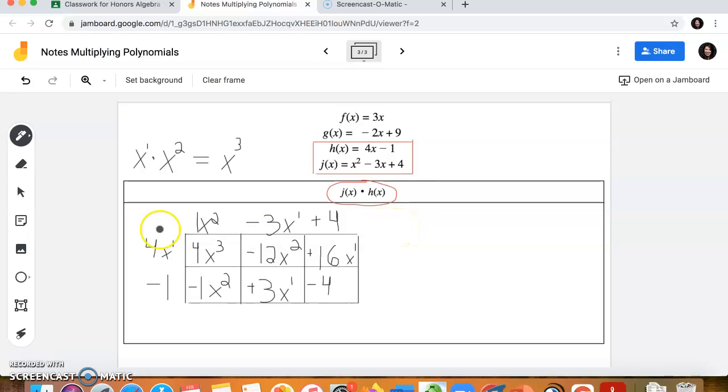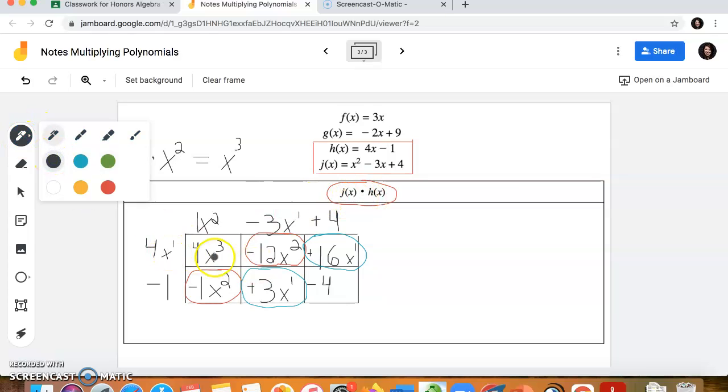So again, we're going to want to combine like terms. So if you see here, this one, the -12, has an x squared, and the -1 has an x squared. And then here, remember, to combine like terms, it has to have the same variable and the same exponent. And then for this one, 16x to the first can be combined with 3x to the first because they have the same variable and the same exponent of 1.